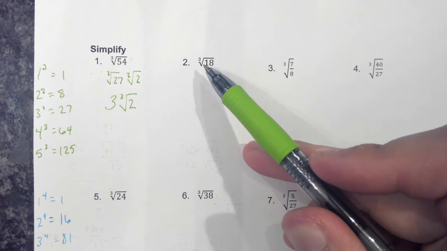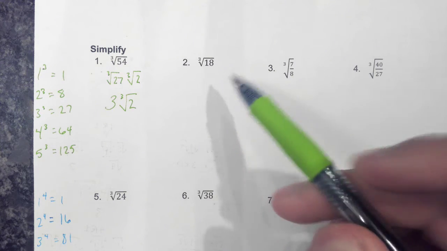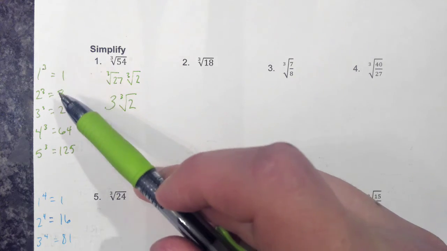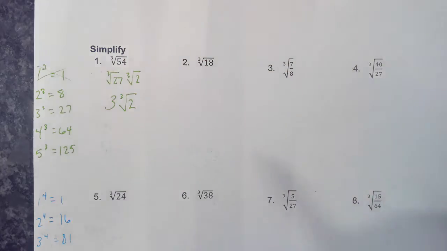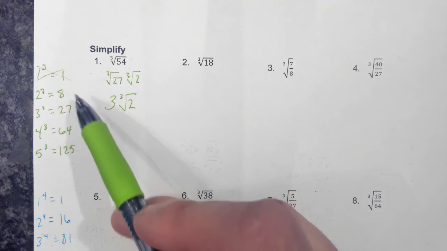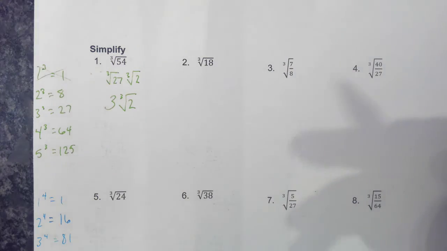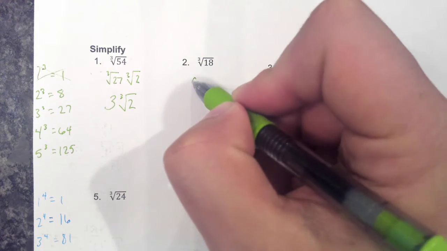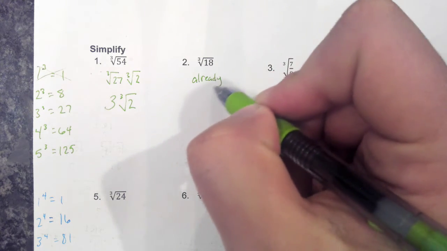Number 2 here, the cube root of 18. 18 is not divisible by, and remember you don't really ever divide by 1 because that wouldn't change anything. 18 is not divisible by 8. And it's not, and 27 is already bigger than it. So this one is actually already simplified.